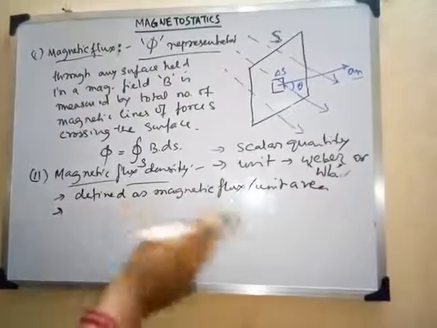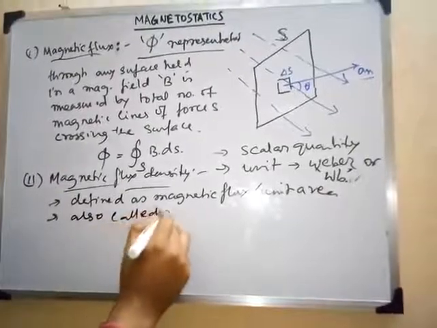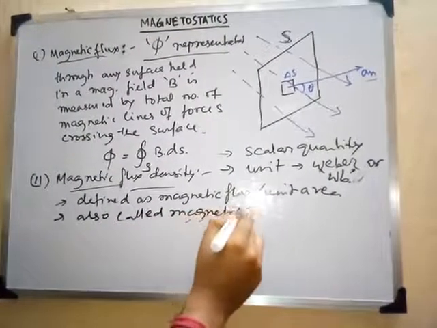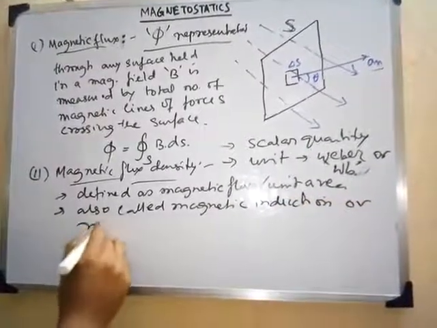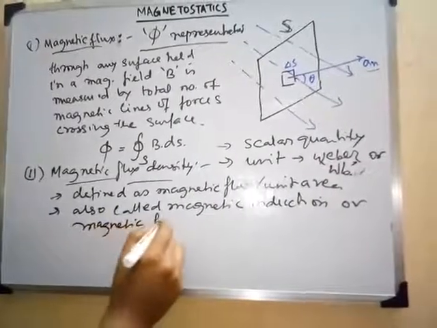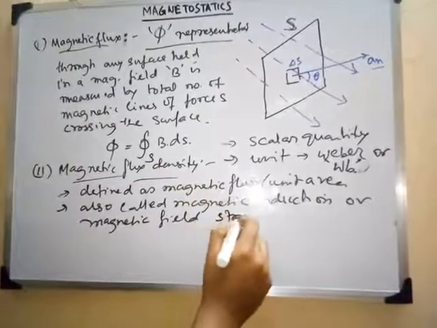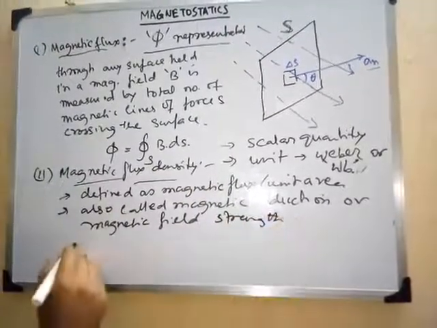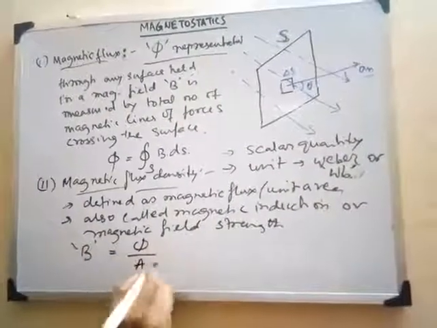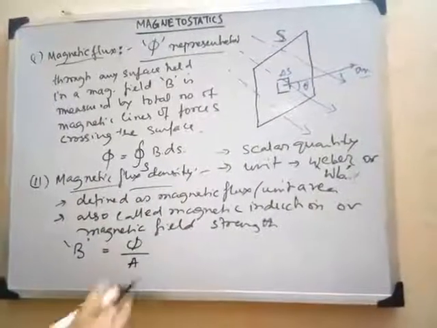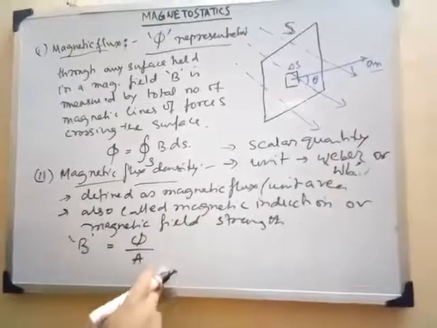It is sometimes also called magnetic induction. You have to remember that. Sometimes it is also called magnetic field strength. These are some synonyms of magnetic flux density. And what is the representation? It is denoted by B, and B equals phi by A, where A is the area. As I said, phi by A means magnetic flux per unit area.